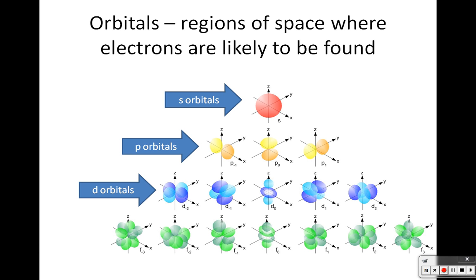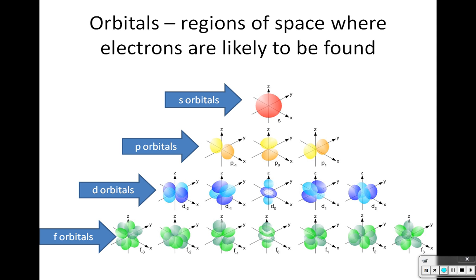The next orbitals are called the d orbitals. I don't know what d stands for. I mean, there's no helpful way to remember d. You'll notice there are 5 d orbitals. Each orbital holds 2 electrons, so 5 times 2 is 10. And on the bottom we have the f orbitals. There are 7 f orbitals. Each orbital holds 2 electrons. 7 times 2 is 14.